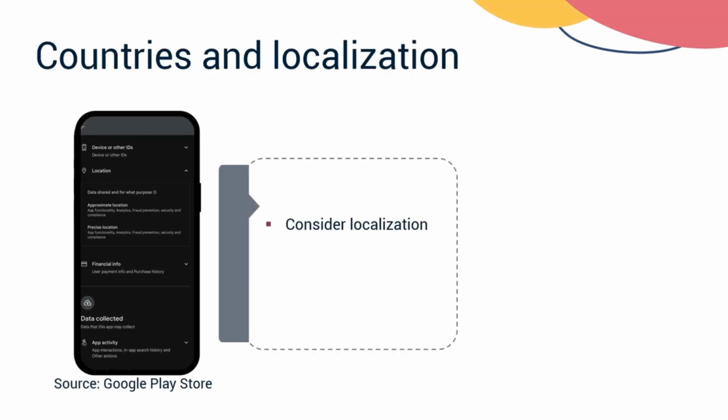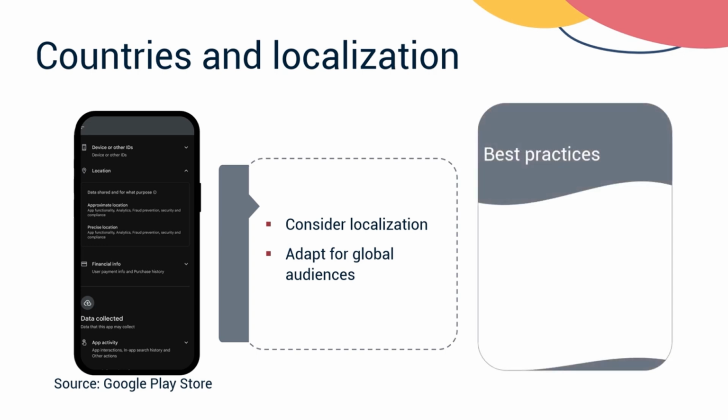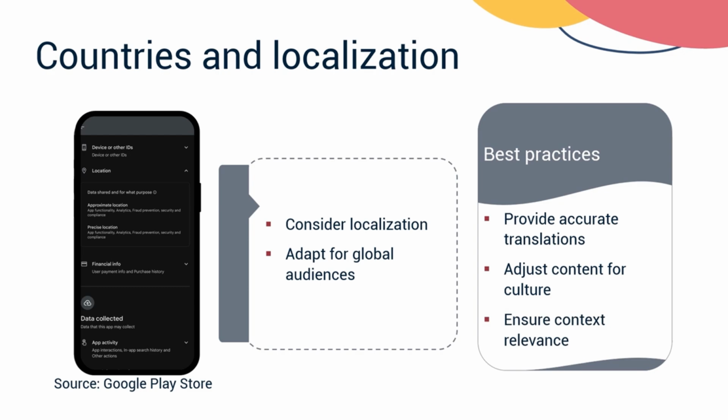Consider localization to reach a global audience. This involves adapting your app for different languages and cultural contexts. Some best practices include providing translations for all text within the app and adjusting images or content that may not resonate with all cultures. In this video, you learned that assets and platform guidelines are crucial for effectively representing your app on the App Store.